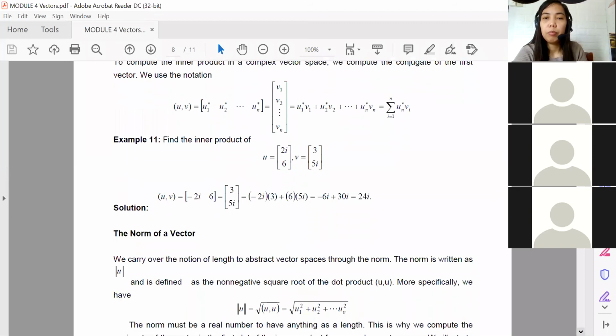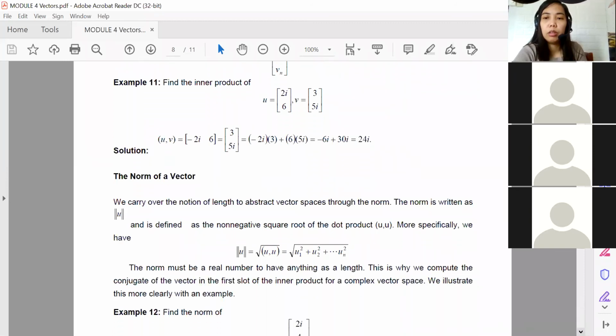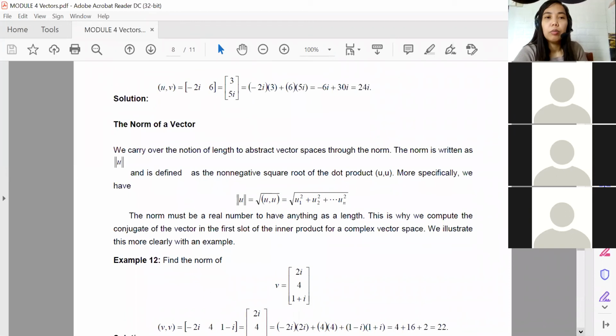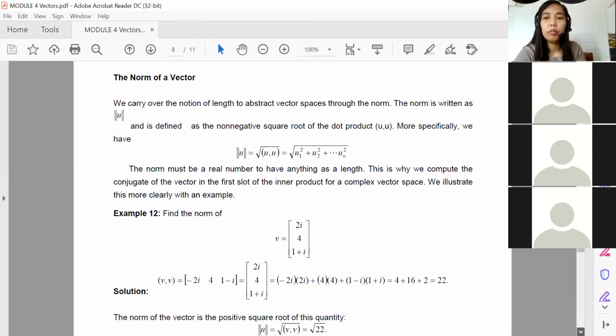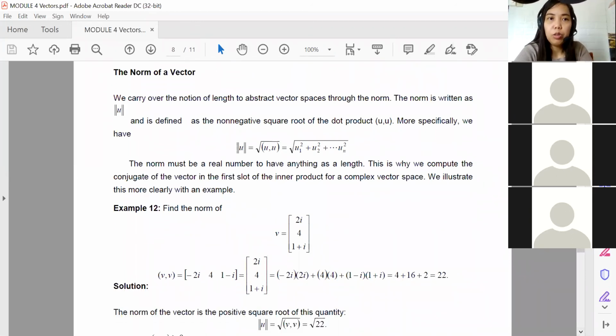The norm. The norm of a vector. So we carry over the notion of length to abstract vector spaces through the norm. The norm is written as, so this is the symbol. This is how we denote the norm of a vector.